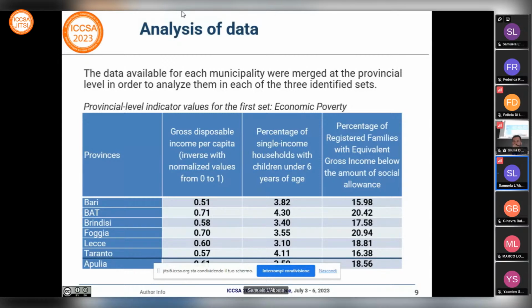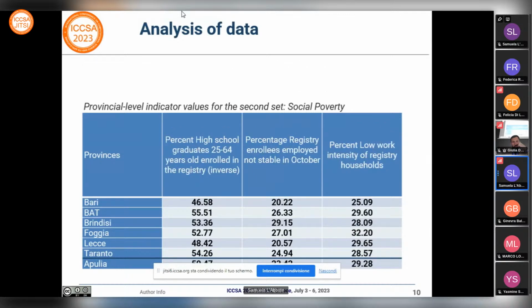In general, for each of the three indicators, the provinces of Bari, Brindisi, and Lecce are least affected by poverty values. The percentage value of high school graduates is lower in the provinces of Bari and Lecce, that is, those least affected by poverty-related hardship. The provinces with lower literacy are the same, with a higher percentage value of unstable and low employment intensity. Thus, social poverty affects the area near Foggia and the island areas the most.